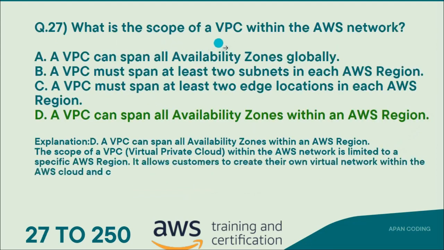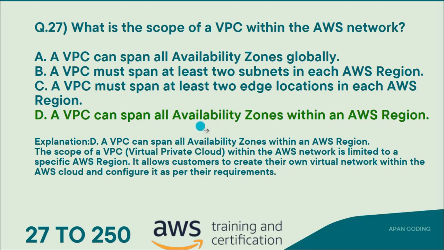What is the scope of the VPC within the AWS network? You know the VPC, friends, Virtual Private Cloud. I will show you the pictures in the next slide so it will be very clear to you. Okay, so you can see here a VPC can span all Availability Zones within a region.